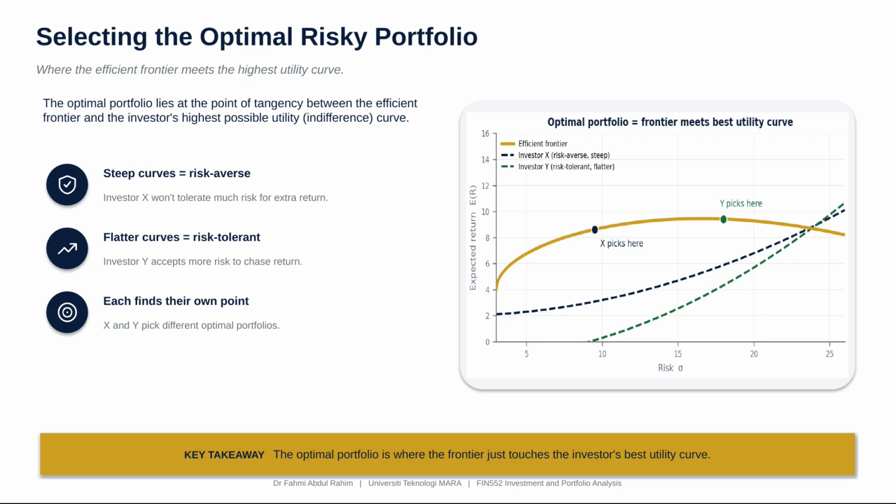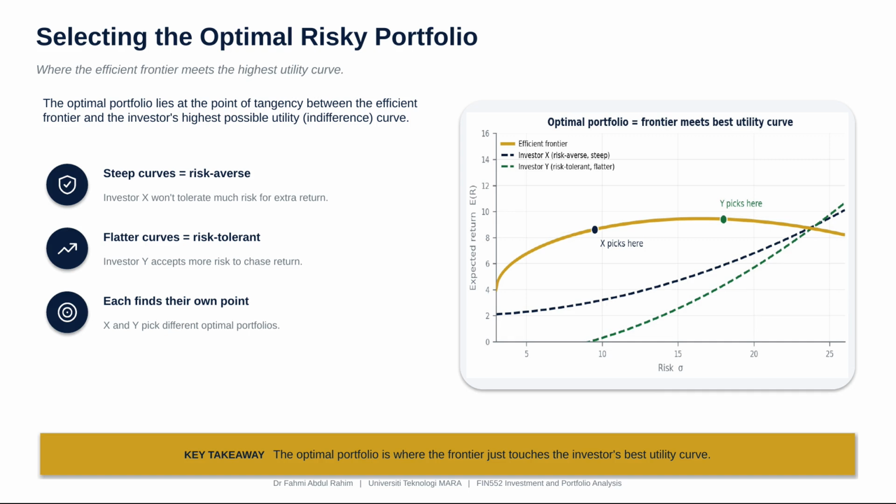The exact spot where a dashed line just barely touches the gold curve, kissing it at a single point, is called the tangency point. That touching point is this person's perfect portfolio. Higher dashed lines would feel nicer, but they float above the curve, so they're out of reach.